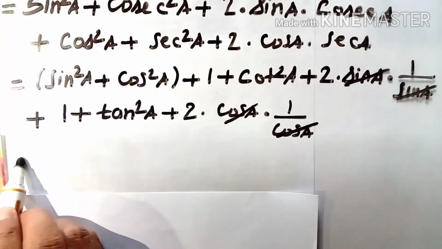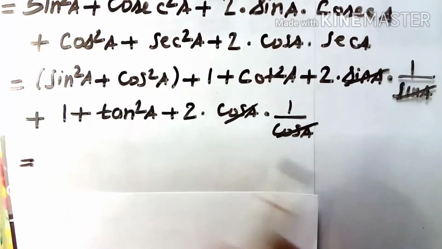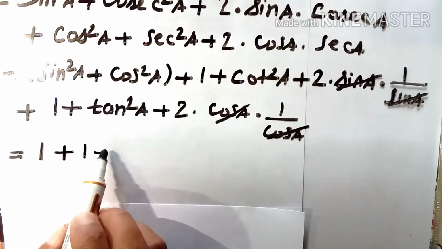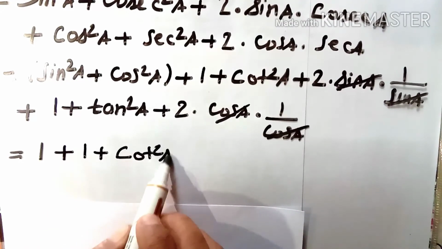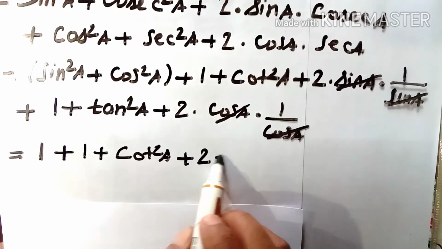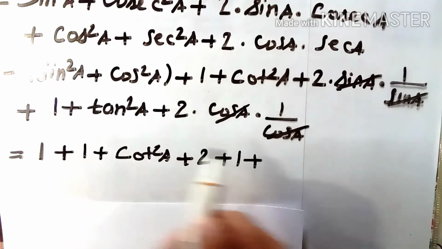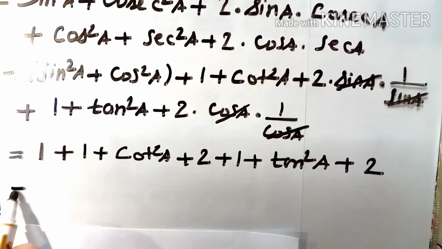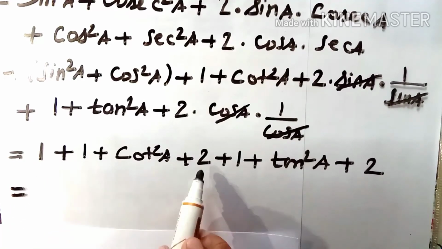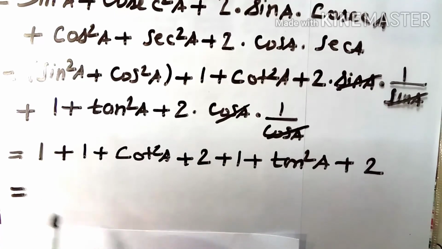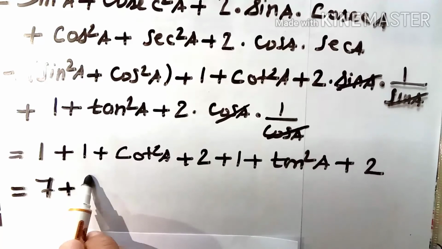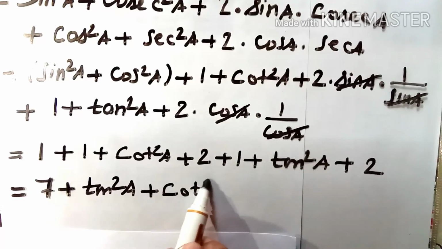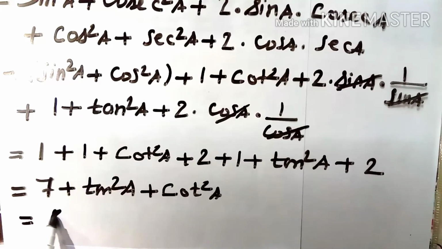Now we can see here that sin square theta plus cos square theta, by using the identities, we get 1. After that, plus again we have 1, plus cot square A, plus 2 1 is 2, plus again 1, plus tan square A, plus 2 1 is 2. Now we can collect all the constant values, 1, 2, plus 2, 4, 5, 6, 7, so 7. After that take tan first, because on the right hand side we are getting tan square A first, followed by cot square A, and this is also equal to the right hand side.